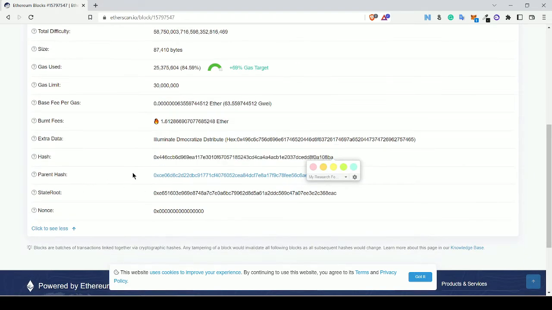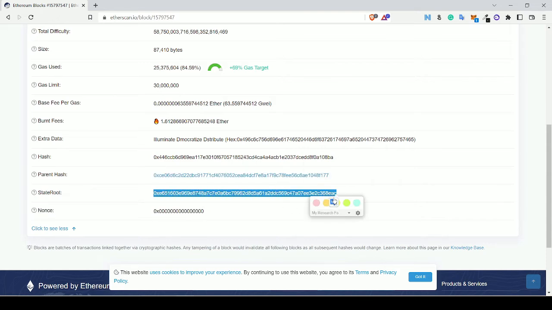This is the parent hash. You can think of it as a previous hash. Okay, so it is pointing to this particular block. And this is the state root. The state root is currently out of the scope of this particular course, but it has to do with your Merkle tree. Definitely I will discuss this in some other video. So this is the state root of that Merkle tree.